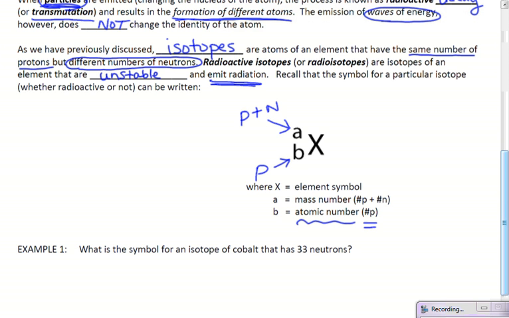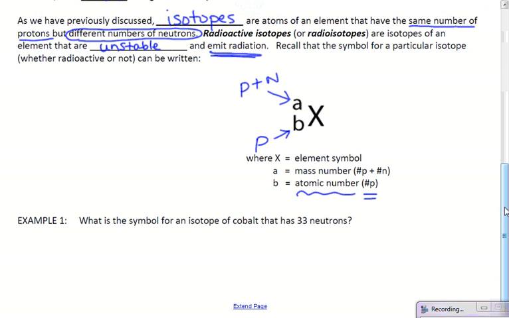The electrons weigh so little that they're not going to contribute to the overall mass that we're going to be concerned with. So what is the symbol for an isotope of cobalt that has 33 neutrons? The first thing is just to figure out, well, what's the symbol for cobalt? So we go and we look at our periodic table. We find that cobalt is number, let's see, 27, and its symbol is Co.